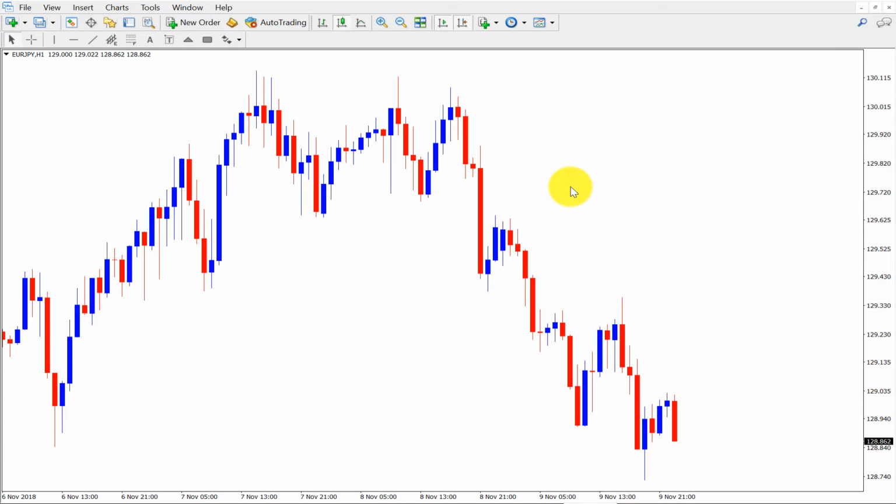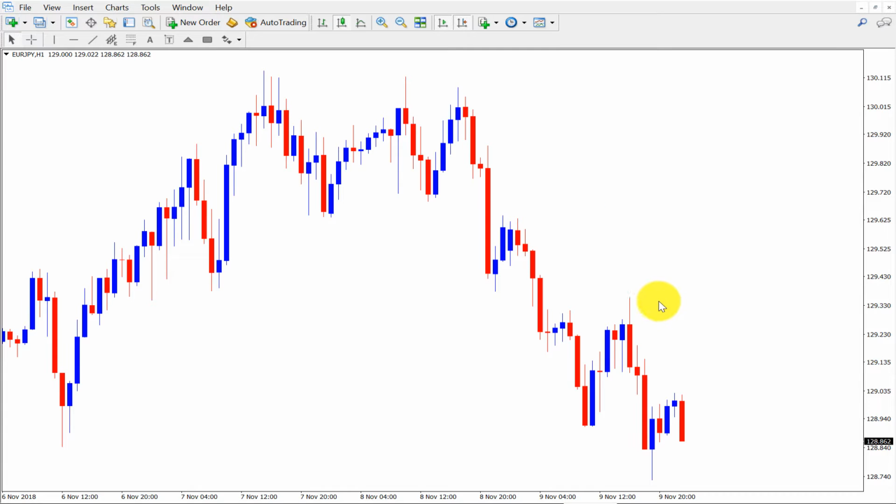This is the Euro JPY chart, Euro against Japanese yen, 1 hour chart, and we are in live market, Forex day trading live. How can we day trade in our live market? I'm going to show you. First, from here to here we will draw a trend line, then we can understand clearly what the market is doing.